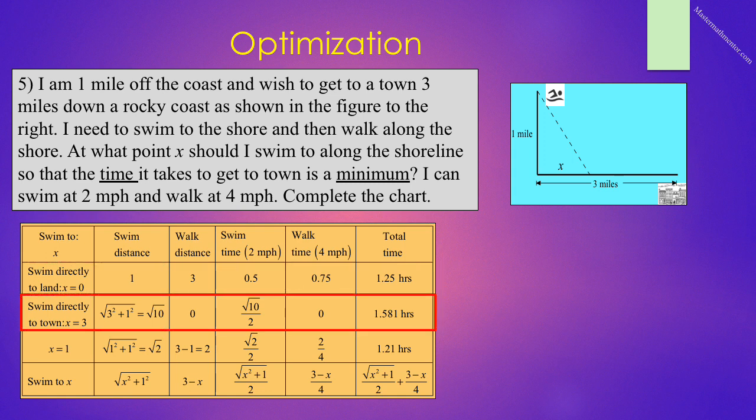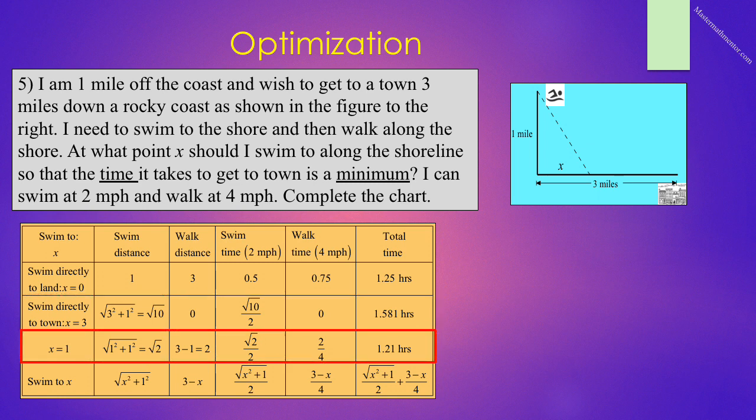Now let's suppose that we swim directly to town. That makes X equal to 3. So the swimming distance is the hypotenuse of the right triangle with sides 1 and 3, giving the square root of 10. And there is no walking distance. So the swimming time is simply the square root of 10 divided by 2, and the walking time is 0. So the total time is 1.581 hours. This might be the shortest distance that you travel, but since it's all spent in the water and you don't swim particularly fast, it's going to take you more time.